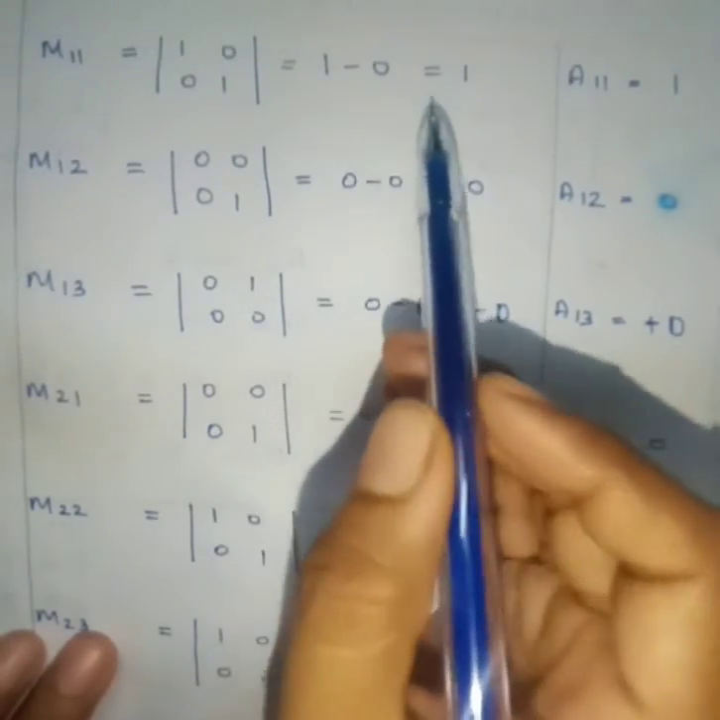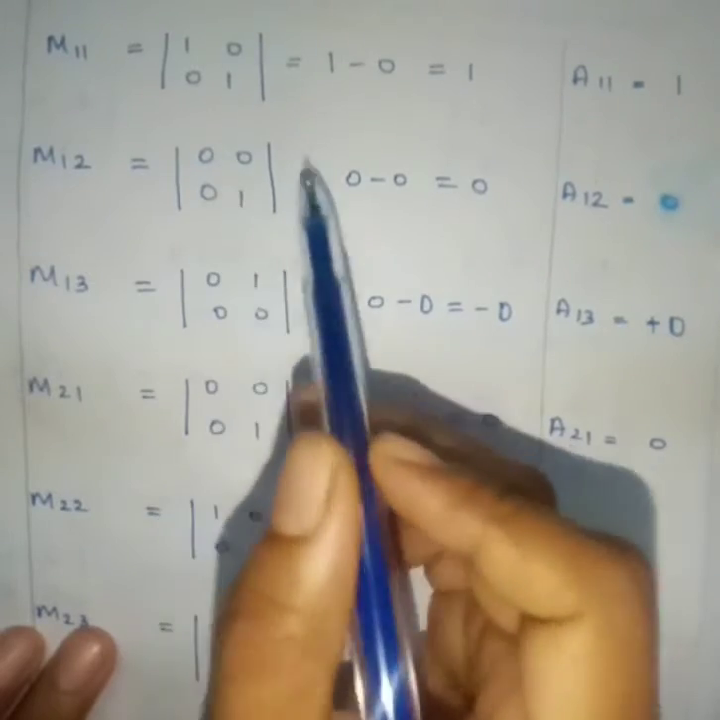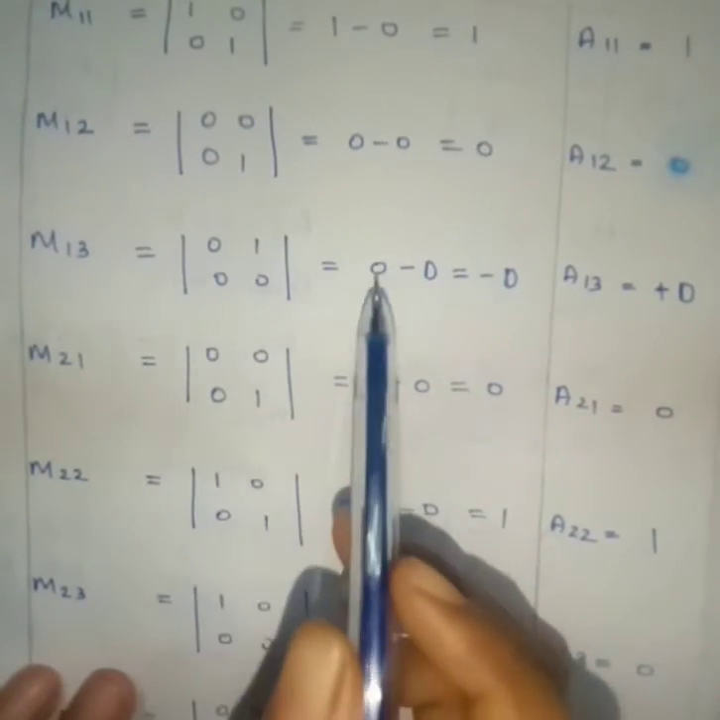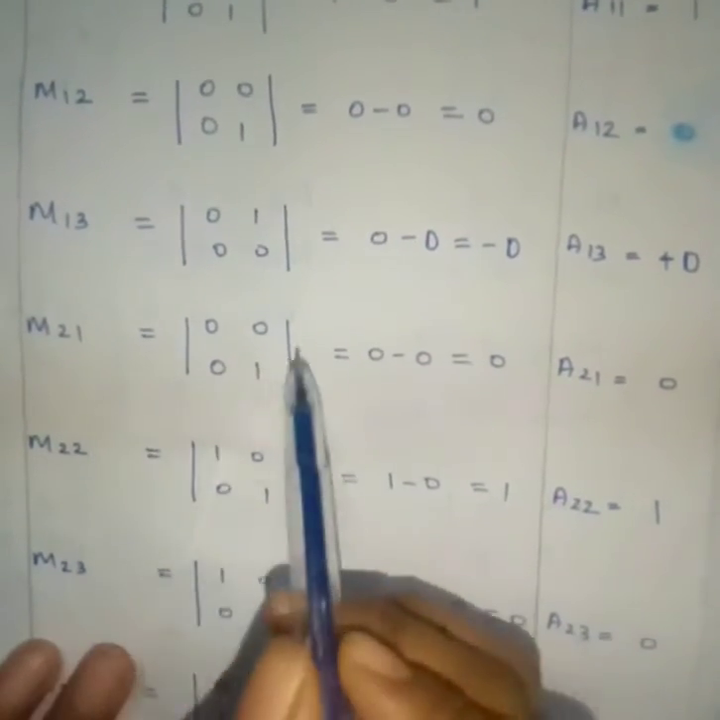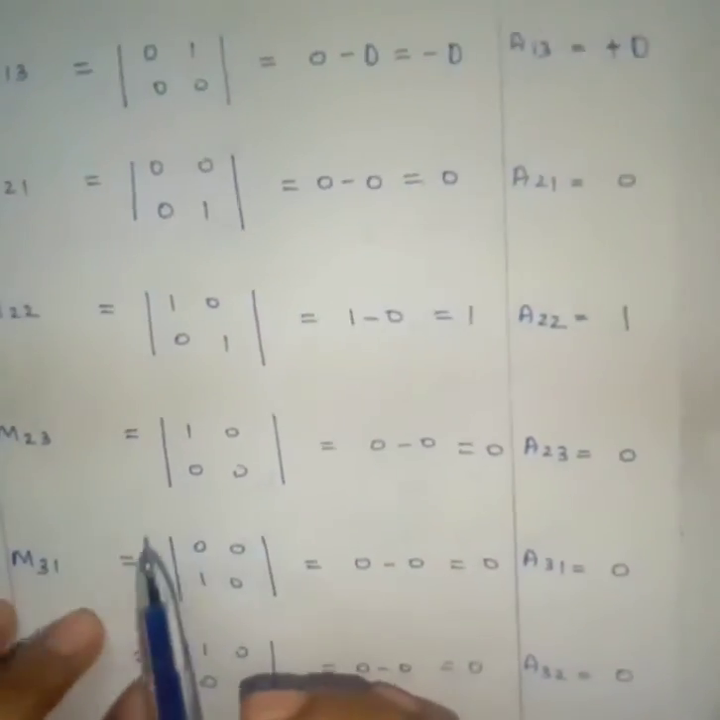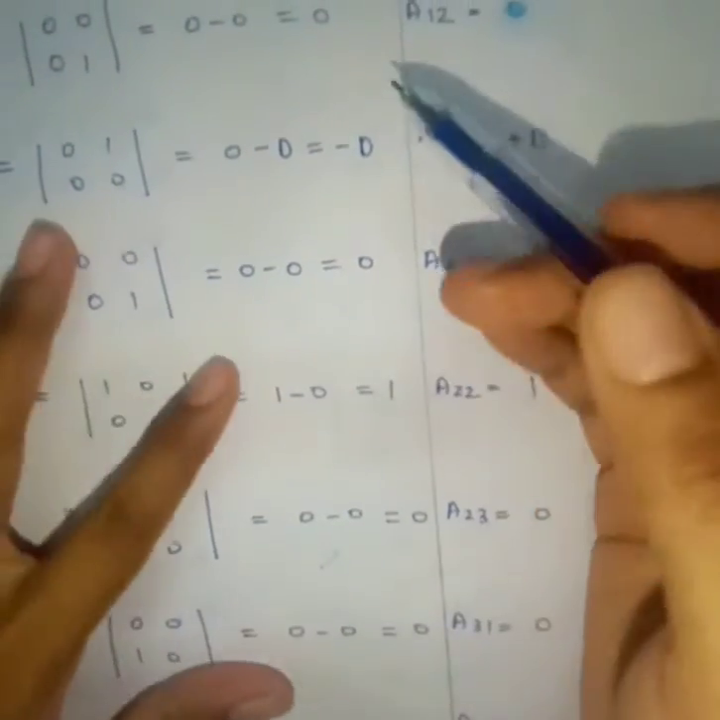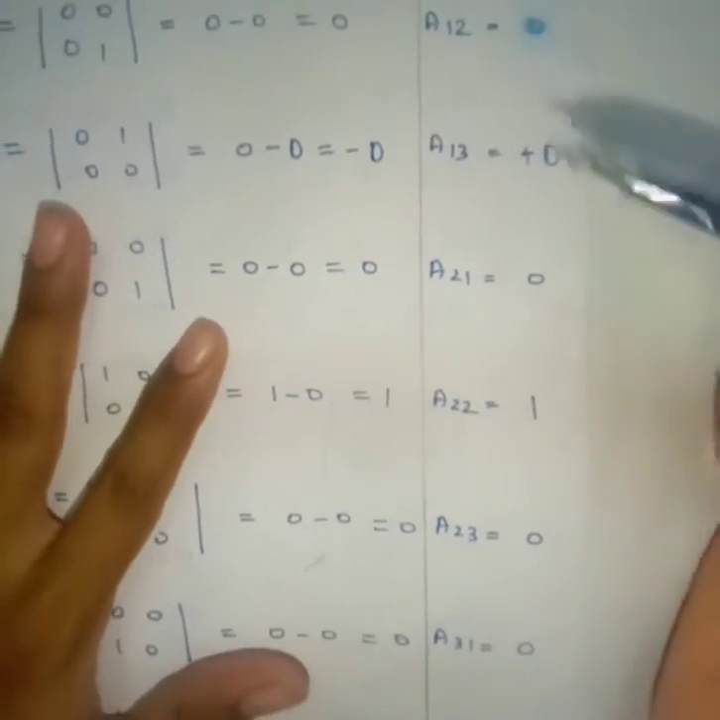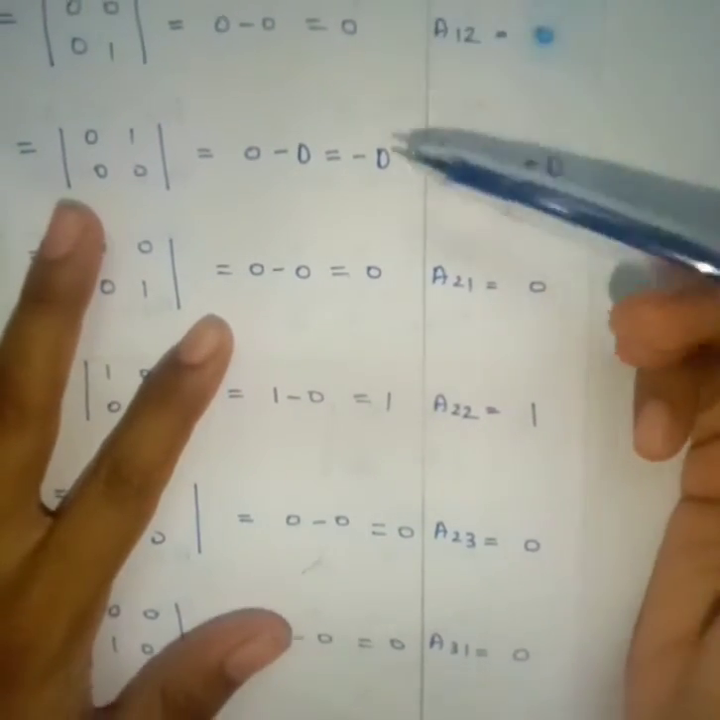So 1 minus 0, 1. Here 0 minus 0. M13, 0 minus 0. M21, M22, M23, M31, M32 and M33. Now these are the values of your minors.